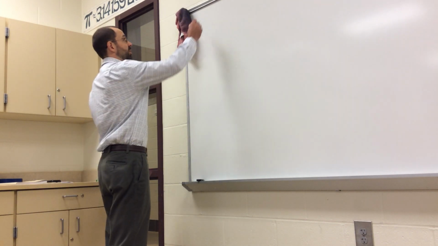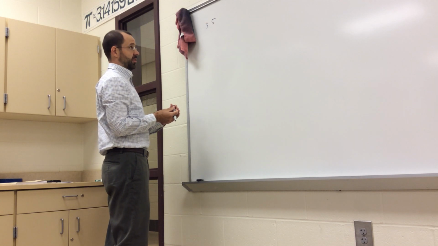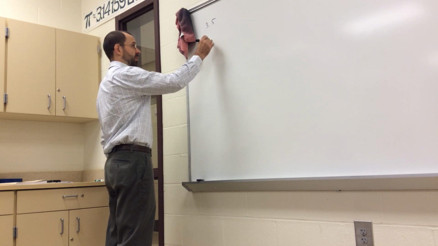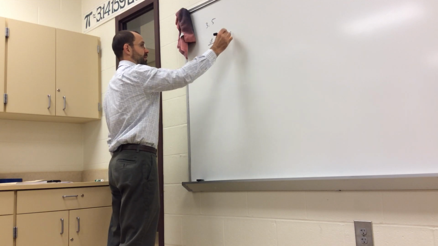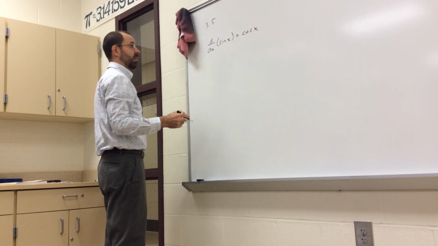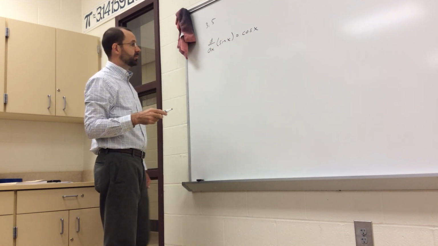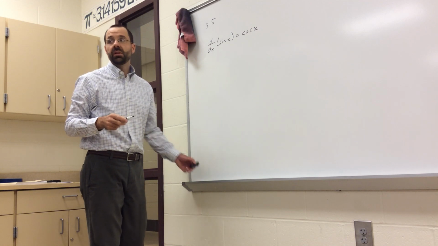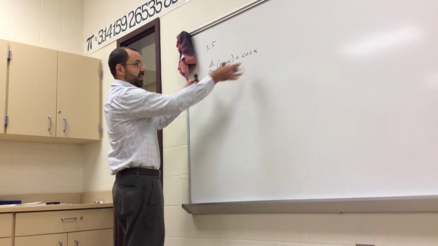So in 3.5 we learn what all the derivatives are for all of the trig functions. It turns out that the derivative of sine is cosine. I'm going to show you where that comes from. It's certainly true that the derivative of sine is cosine, but I'm going to create this and show you why it's cosine.